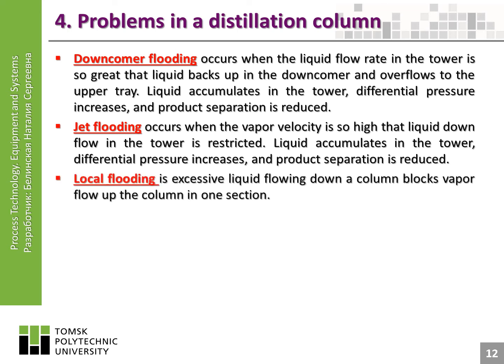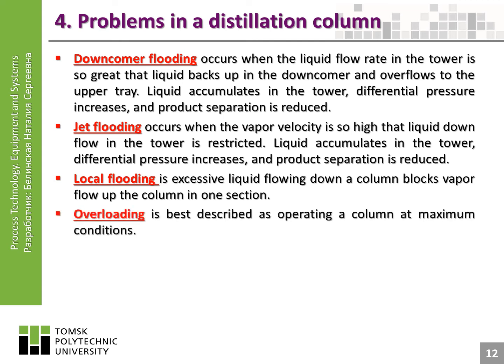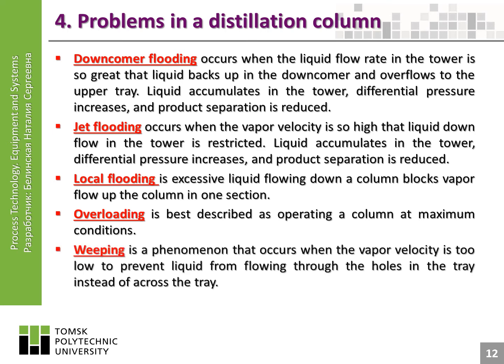Local flooding is when excessive liquid flowing down a column blocks vapor flow up the column in one section. Overloading is best described as operating a column at maximum conditions. Weeping is a phenomenon that occurs when the vapor velocity is too low to prevent liquid from flowing through the holes in the tray instead of across the tray.